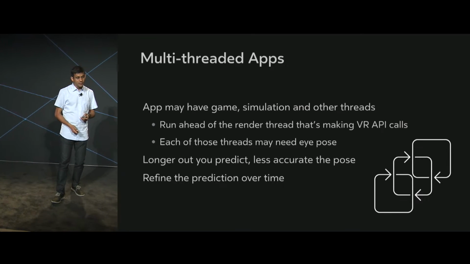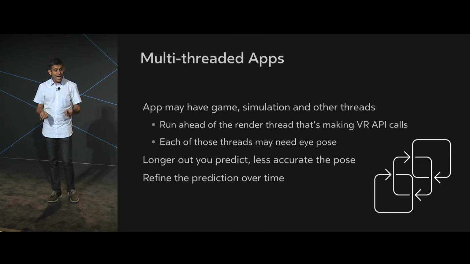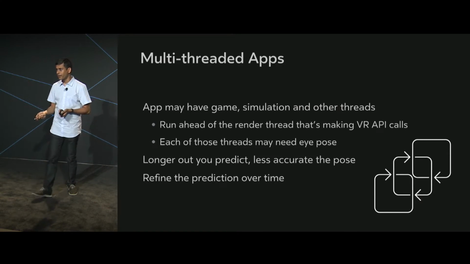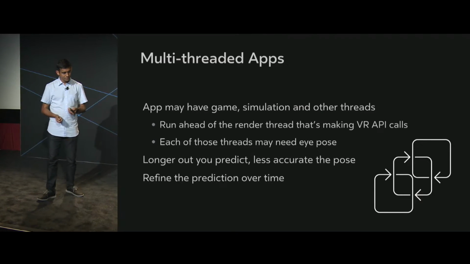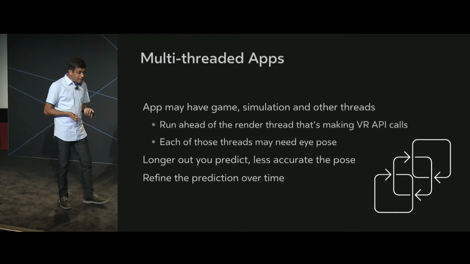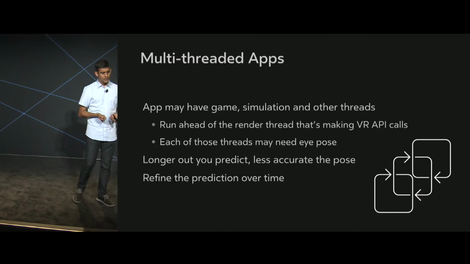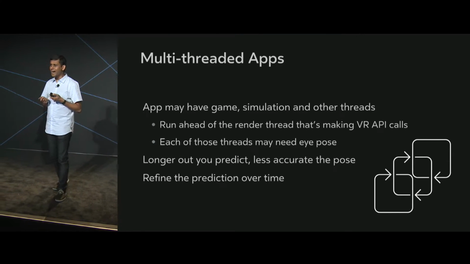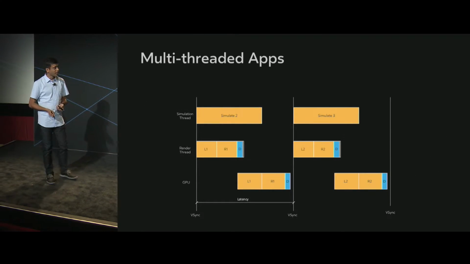Many game engines and apps can be multi-threaded, and so they can have a game or simulation thread that is running ahead of the render thread, which would be the one making the graphics API calls and VR API calls. And each of these threads possibly may need an I-pose too. Now, the longer out you predict, the less accurate the pose is, so we would ideally want to keep refining the prediction over time. So here's what that could look like.